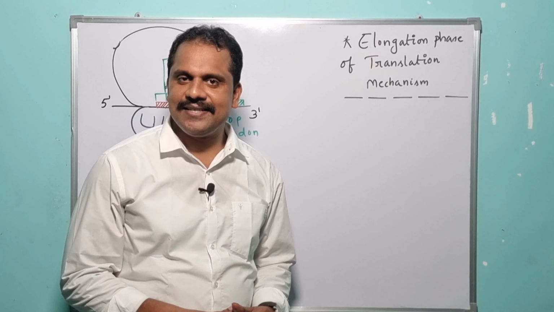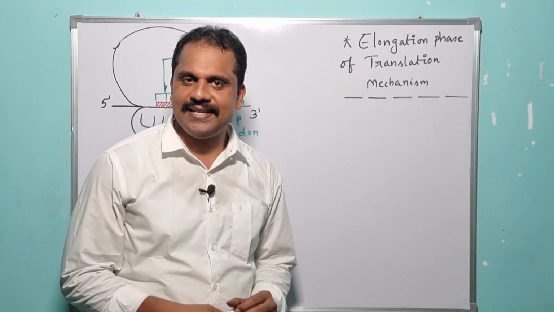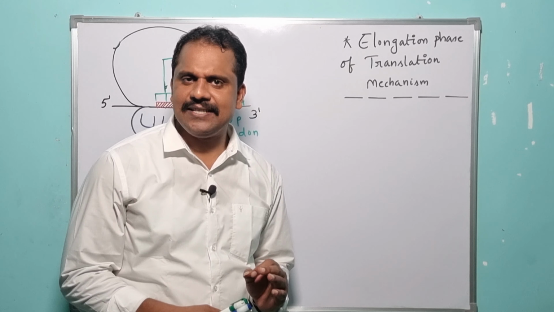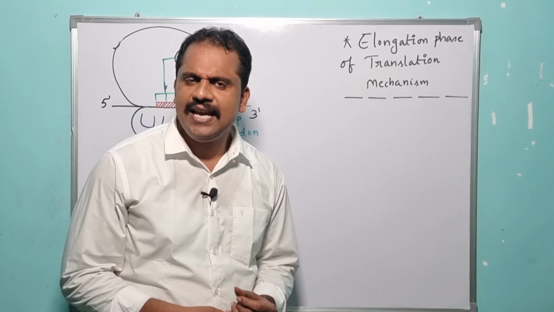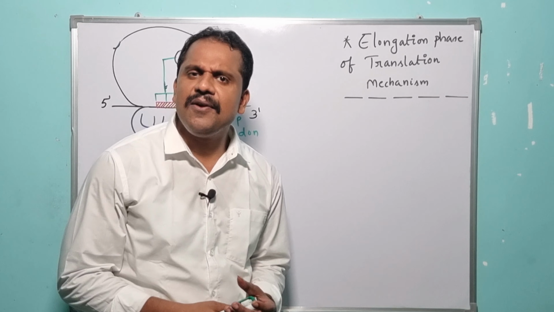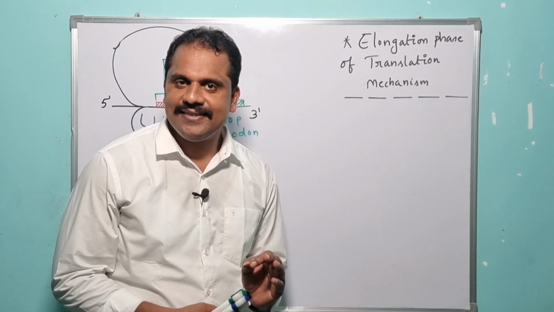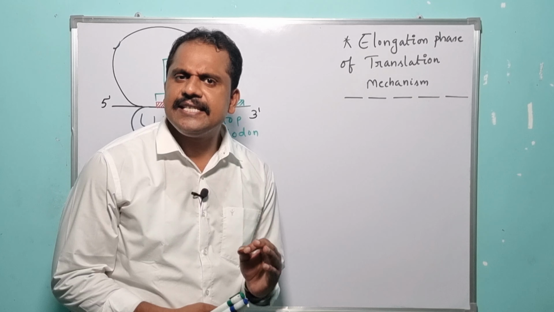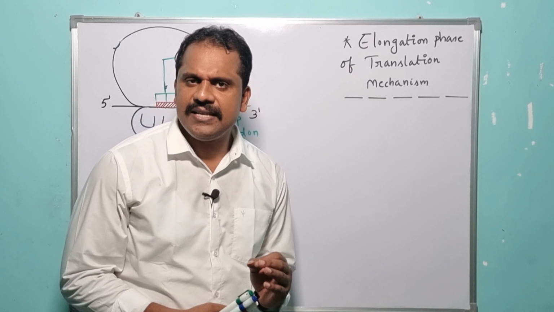So in this video session, we are going to study the elongation phase of translation in prokaryotes. Once the 70S pre-initiation complex has been successfully organized during the initiation phase, it is ready to participate in the elongation phase of translation. And here, in order to organize the elongation phase, the process takes advantage of certain elongation factors.